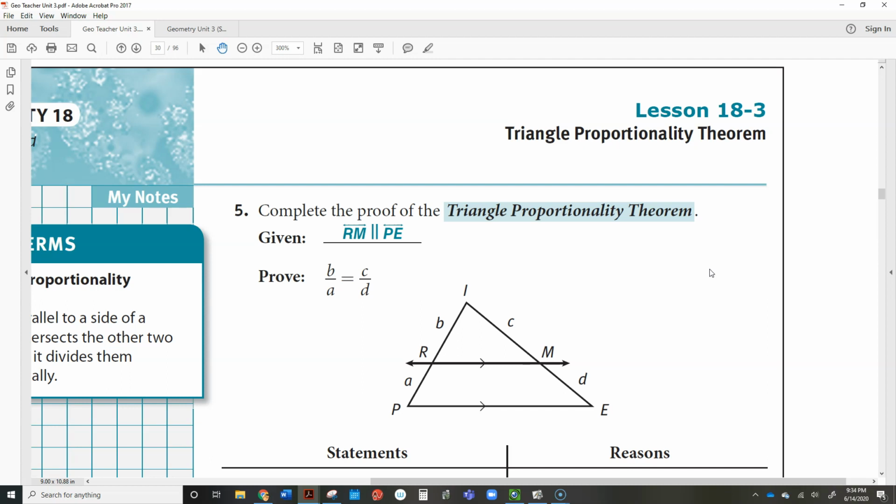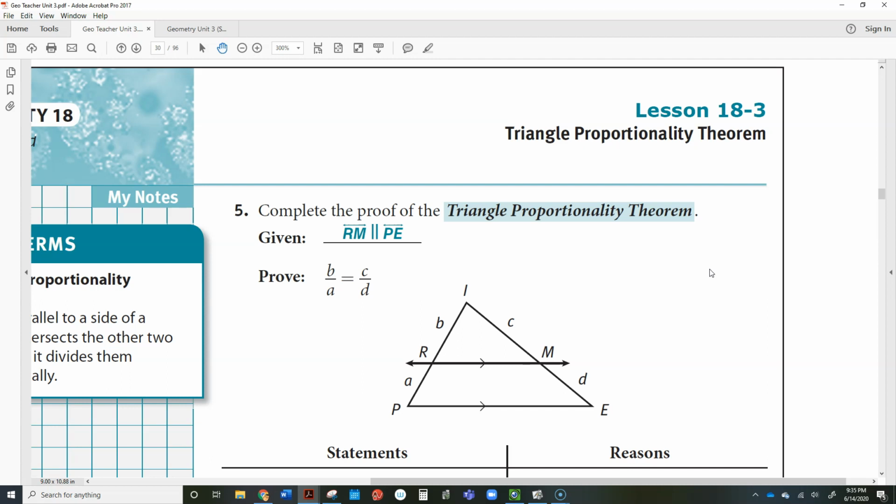So what this theorem is going to do, it's going to change the way that we can work the problem when we're just dealing with pieces of those two transversals. Okay? So this is saying that the two pieces of the transversal that's over here on the left, you can write a proportion out of that. And that ratio will be equal to the ratio that you can make out of the two pieces of the transversal that's on the right side.